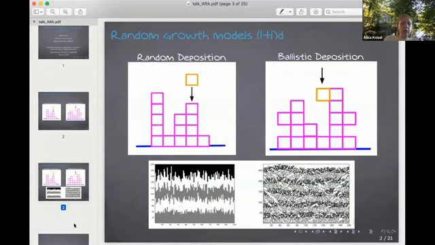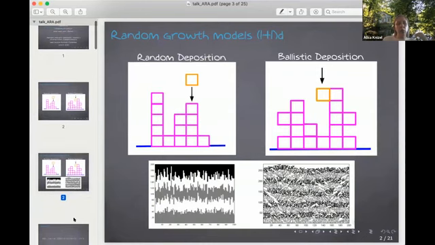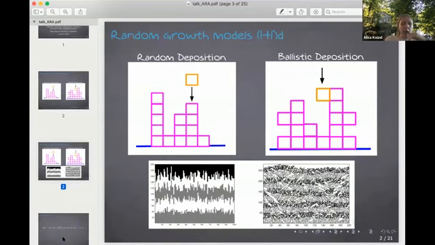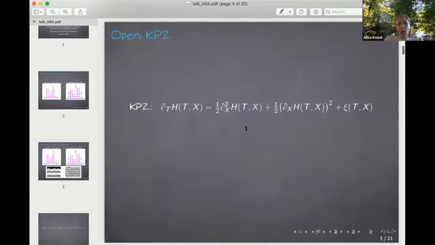Famously, this ballistic deposition model is supposed to be governed by the growth mechanism represented by the KPZ equation, the Kardar-Parisi-Zhang equation, which has the following form. Here H is the height of the interface, so it depends on time and the space variable x, which are now continuous variables.